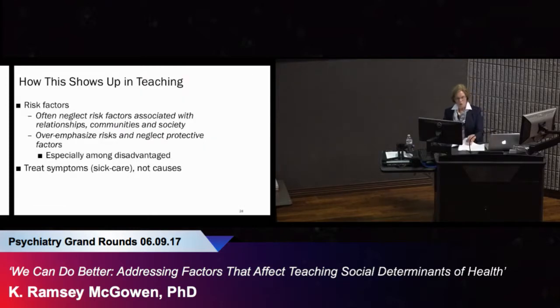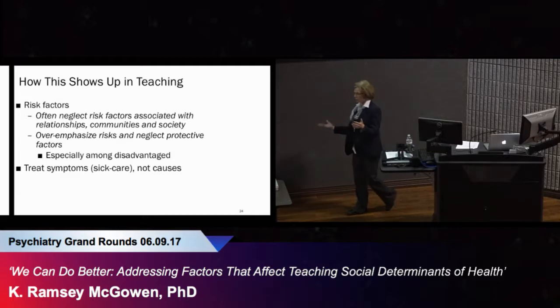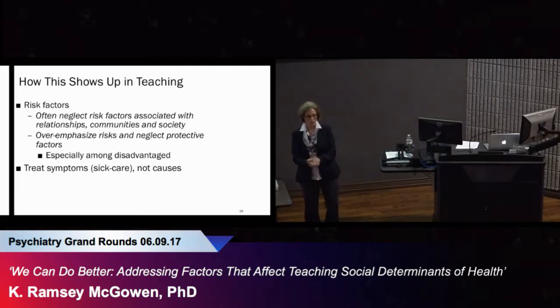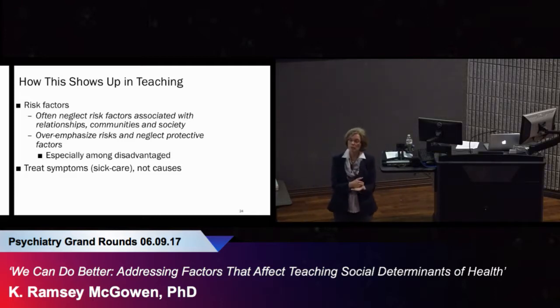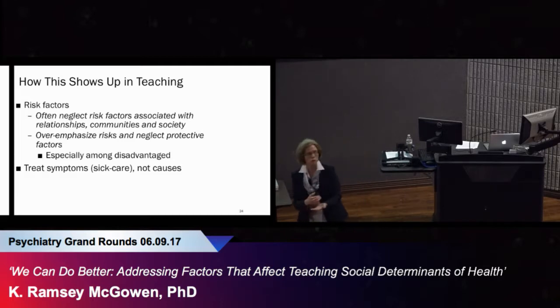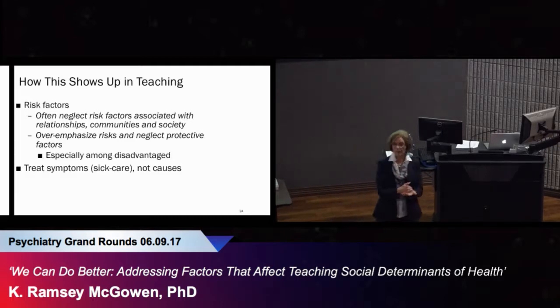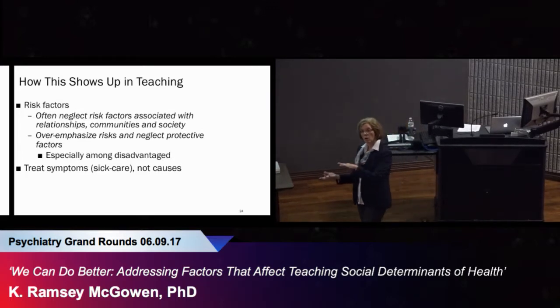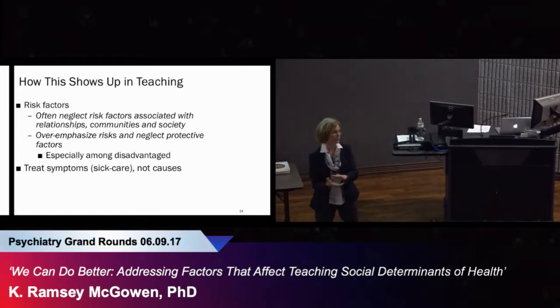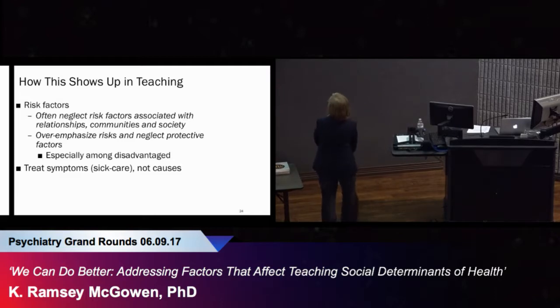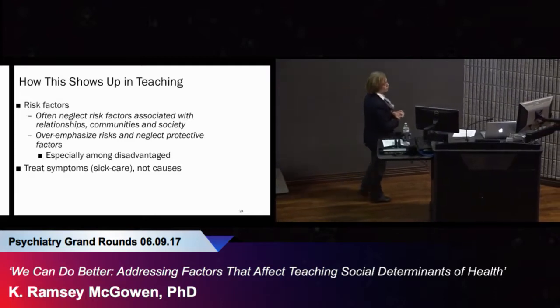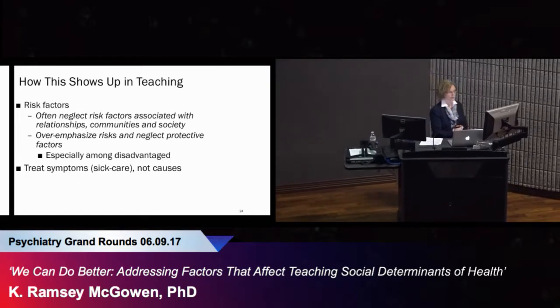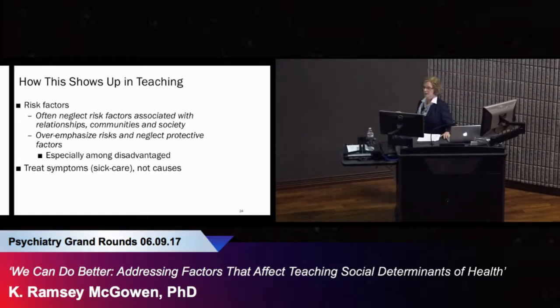It shows up in what we teach in terms of risk factors. When we talk about patients in terms of risk for complications, very often we talk about biological risks, past medical history, family history. We talk about maybe individual patient behavior, but we don't always talk about the social environment that puts our patients at risk. We tend to focus on the symptoms, again, providing sick care, and not the causes that need the intervention to truly result in the health outcomes we want.